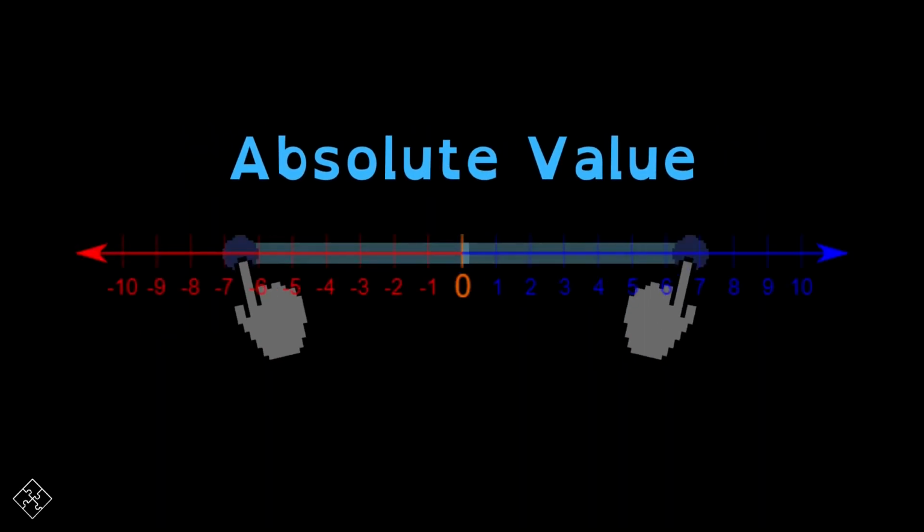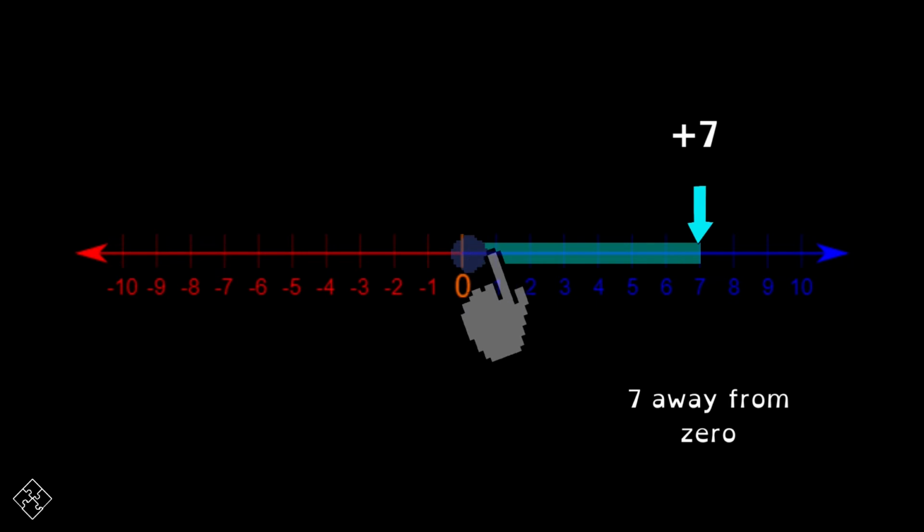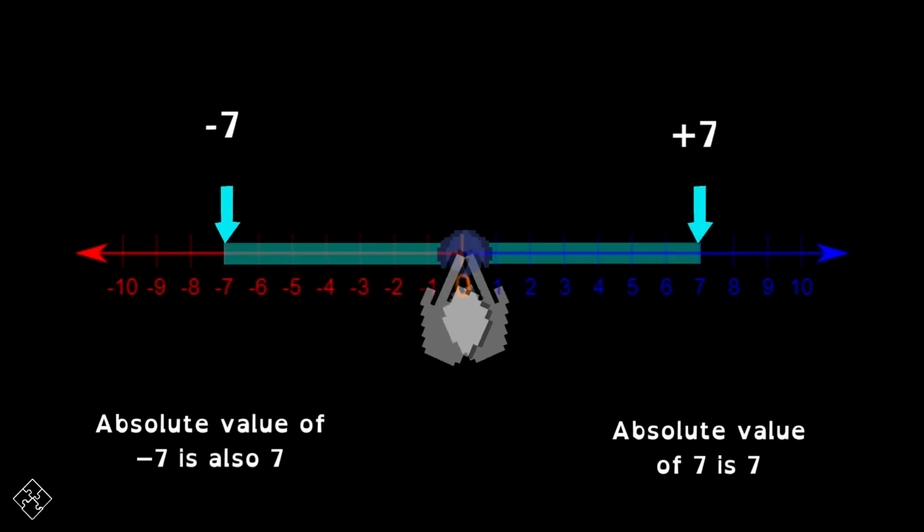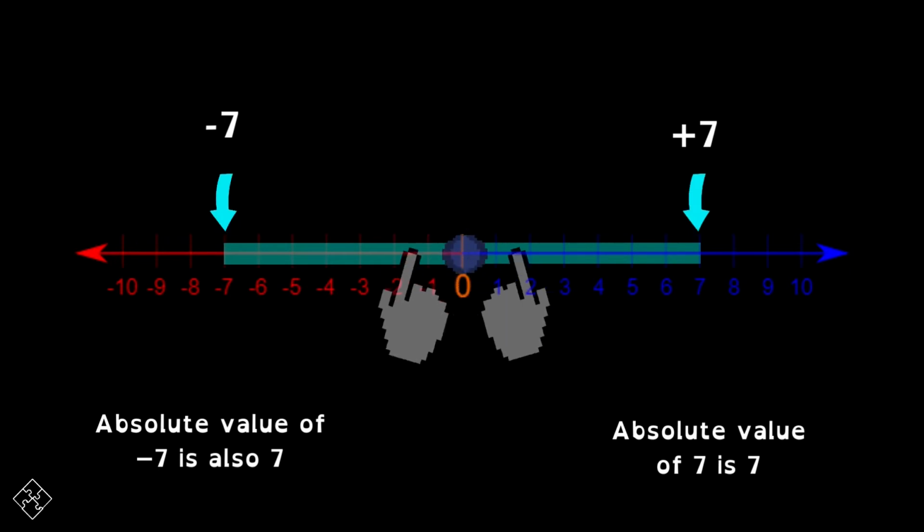Absolute value means only how far a number is from 0. So in this case, positive 7 is 7 away from 0, and negative 7 is also 7 away from 0. So the absolute value of positive 7 is 7, and the absolute value of negative 7 is also 7.